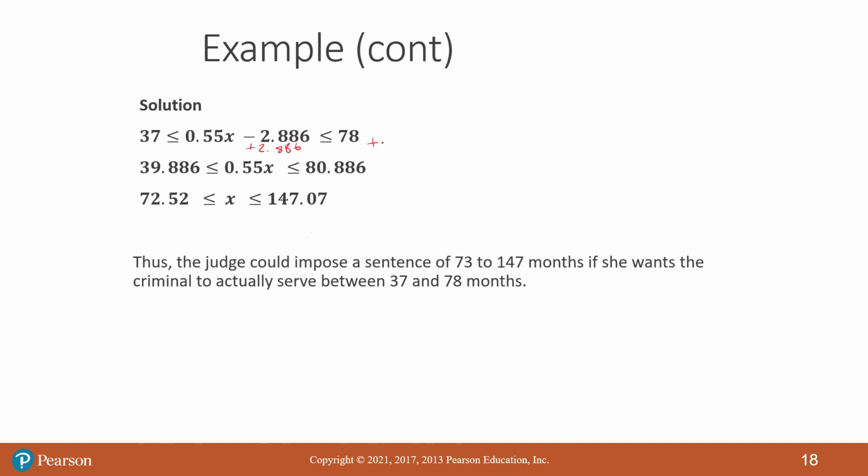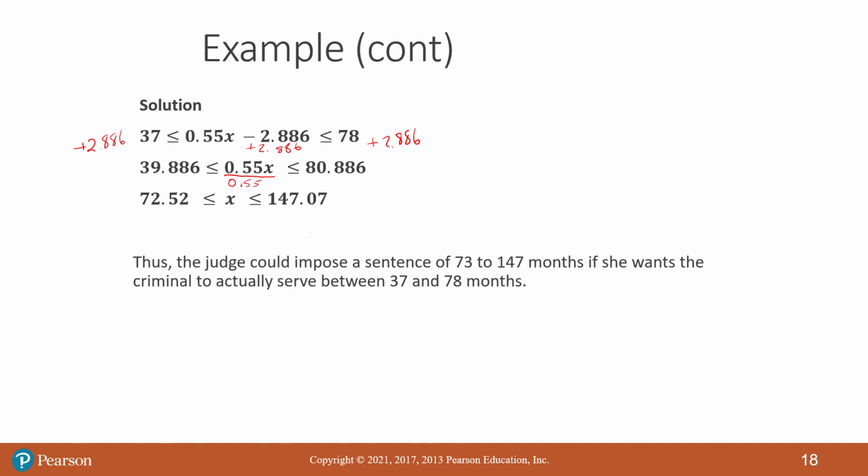The first step is I need to add 2.886 in order to cancel it out in this middle piece, and then I need to add 2.886 to the other two sides. So I've done it to all three sides at this point. Oops, let me fix that one. It was supposed to be a 2.886. Alright, so that gives us 39.886 is less than or equal to 0.55x is less than or equal to 80.886.